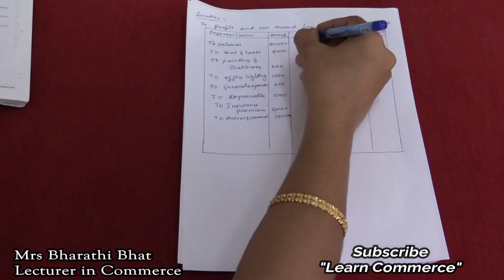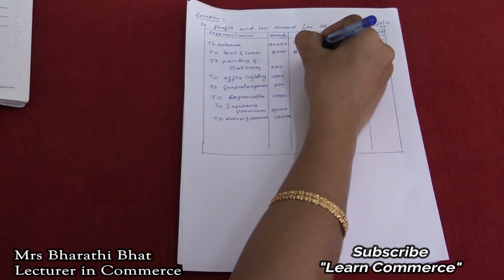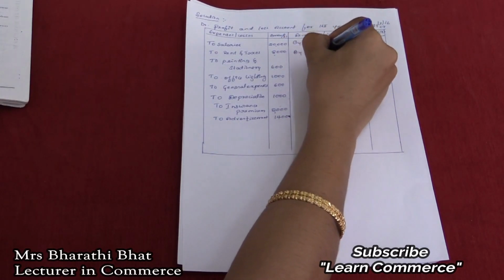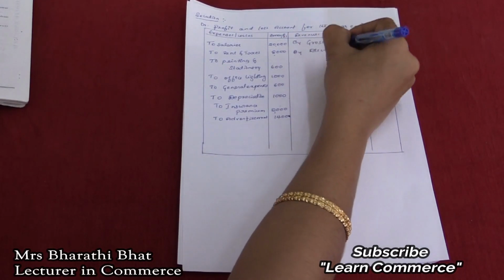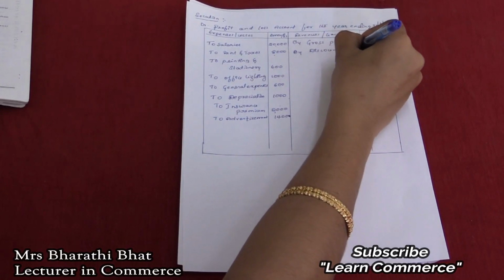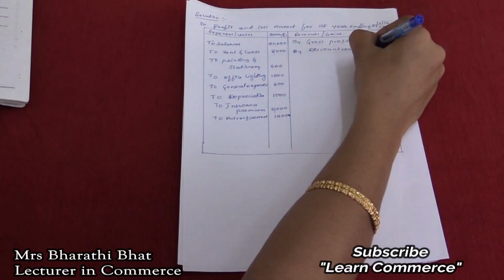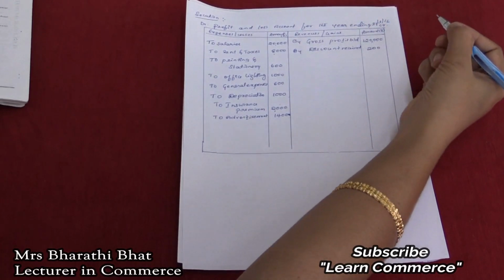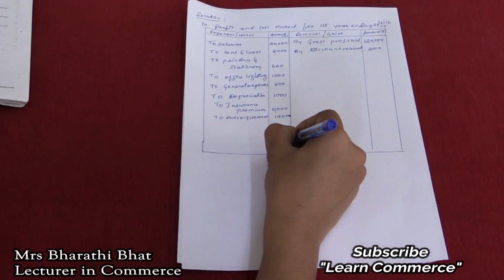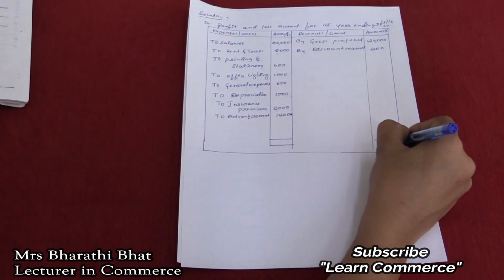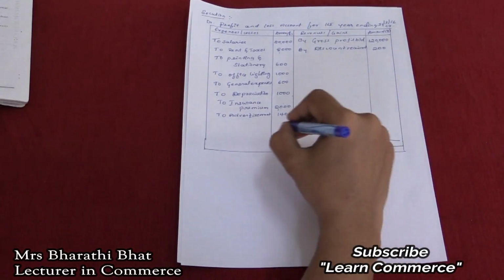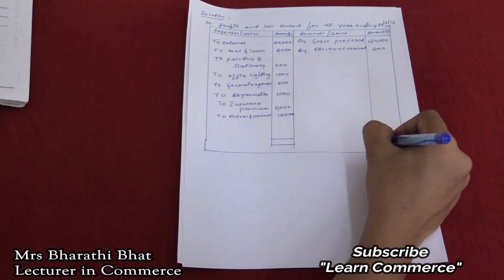And come to the credit side, by discount received. This is indirect income, discount received. Write the amount 200. So the next step, totaling. Totaling should be in a straight line.